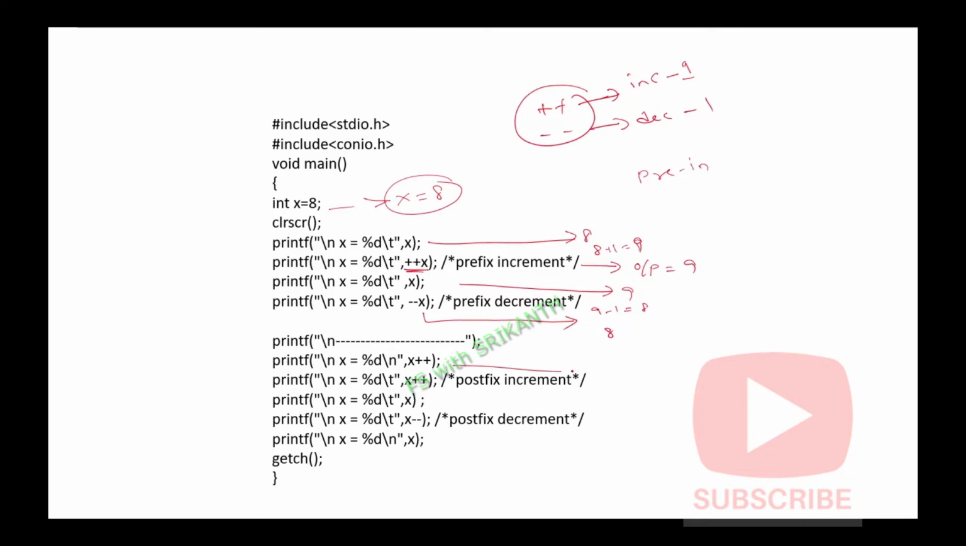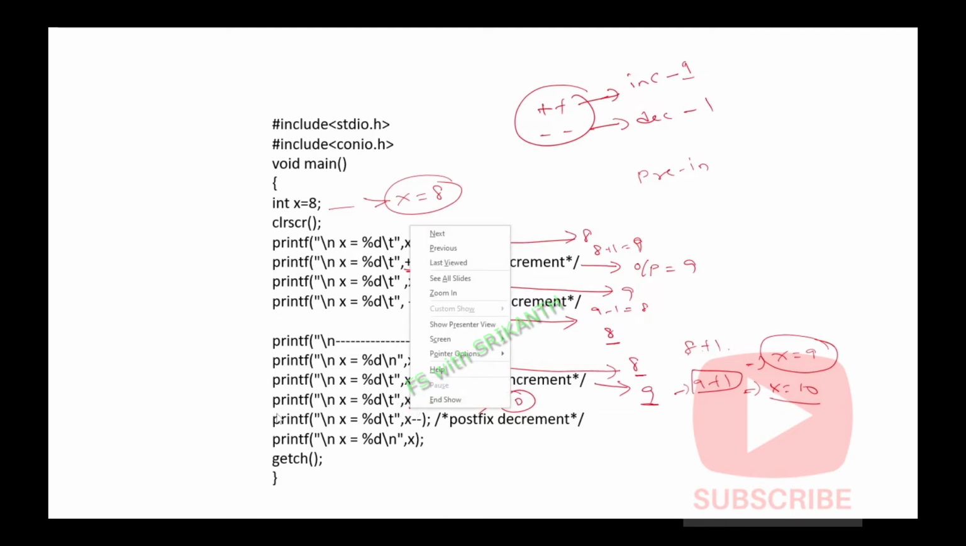The next one is x plus plus. X plus plus means first it prints, then it increases the value. So first it prints 8. What is the value of x right now? 8 only. 8 plus 1 is 9, so in the future x value is 9. Again x plus plus: it prints 9, and again it increases by 1, so the x value is 10. Now x is printed as 10, because after printing 9 it increased by 1. So the x value is right now 10.